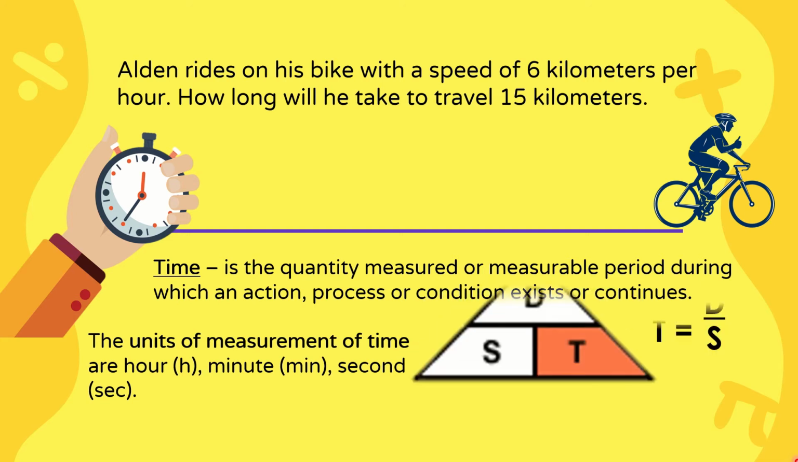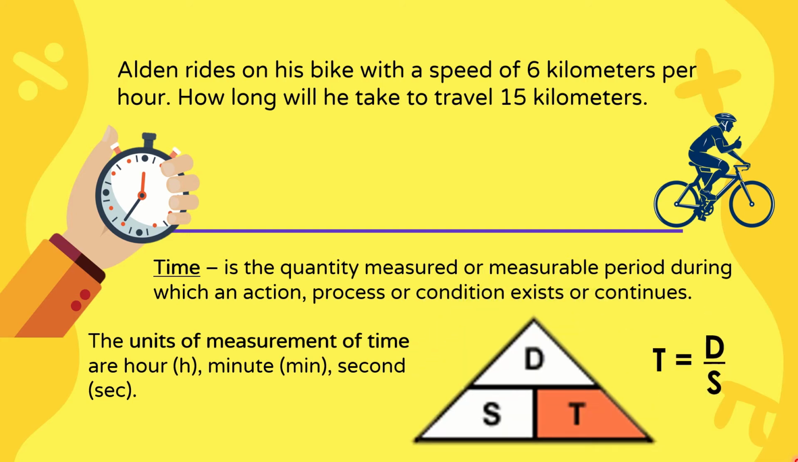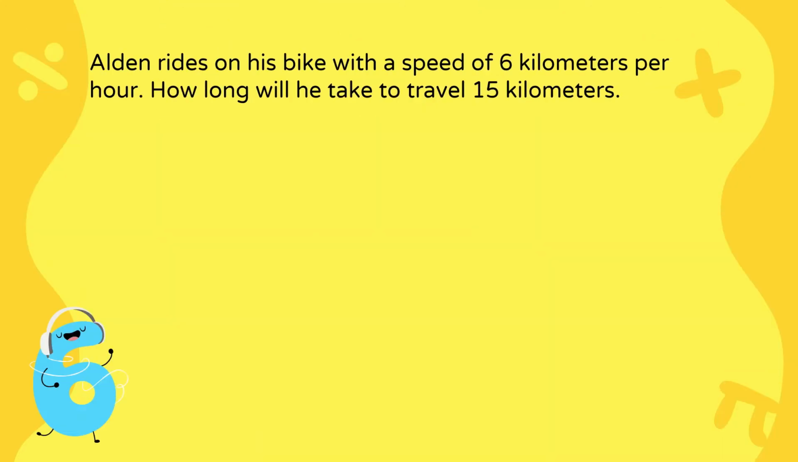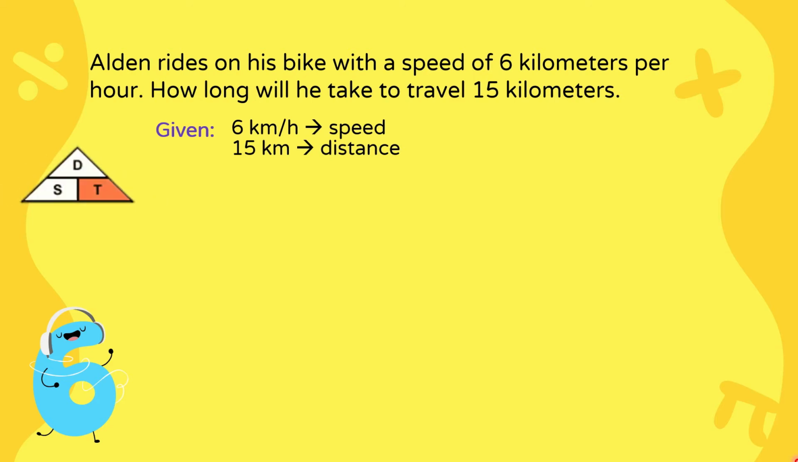Or using the magic triangle, the formula on how to find the time is distance divided by speed. Given 6 kilometers per hour, that would be our speed, and 15 kilometers, that would be our distance. So to find the time, simply divide distance by speed. So 15 kilometers divided by 6 kilometers per hour.